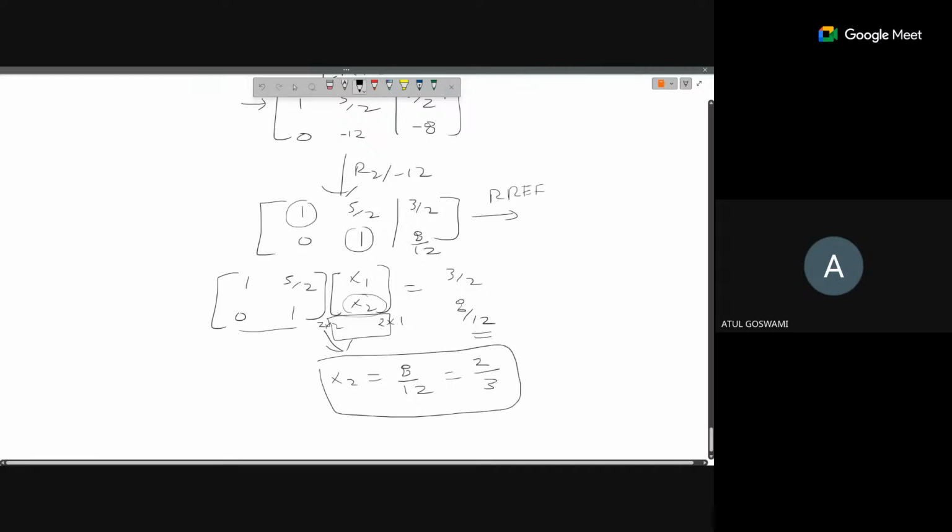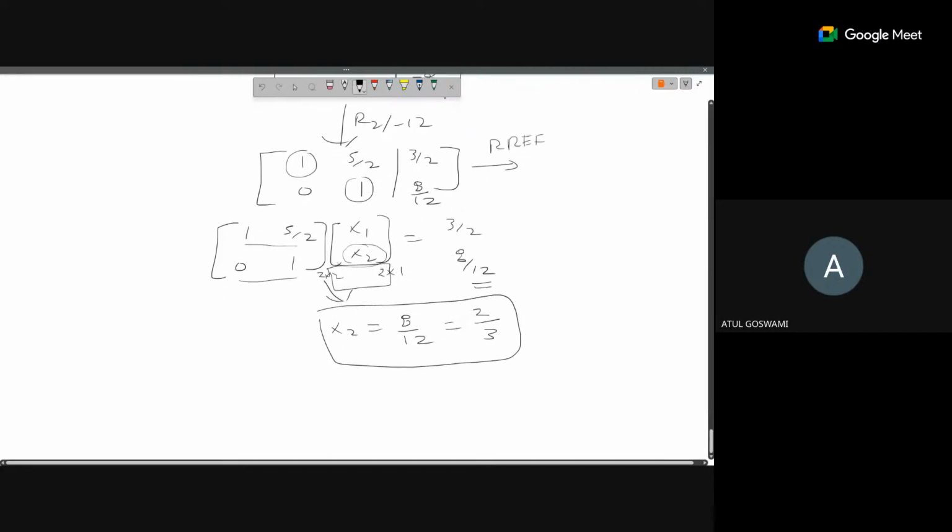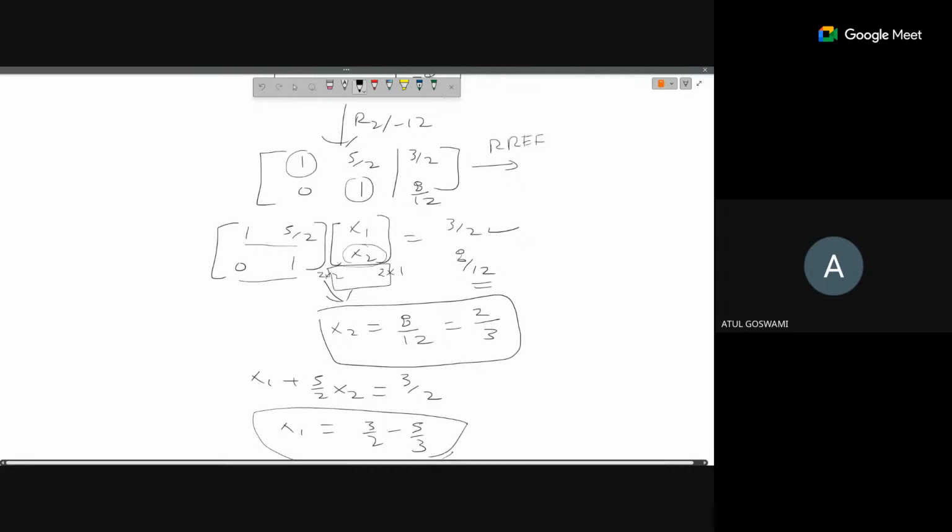So this is x2, and what is x1? We take this and multiply this, so we will get x1 plus 5 by 2 times x2 equals this 3 by 2. But x2 we already know, 2 by 3. So 5 by 2 times 2 by 3 means 5 by 3. So x1 equals 3 by 2 minus 5 by 3. Okay, so this is x1. So now we have the solution.